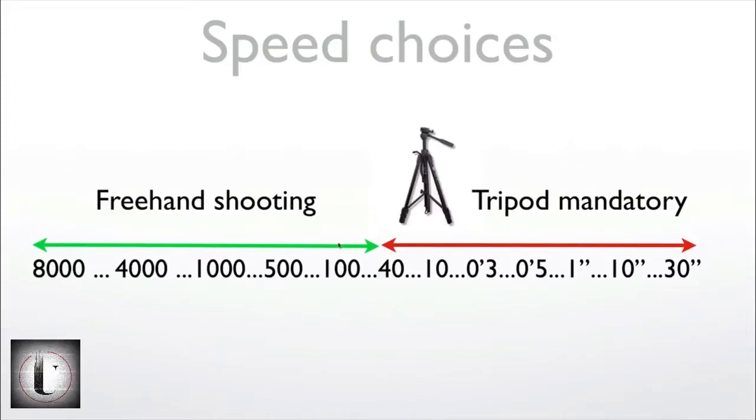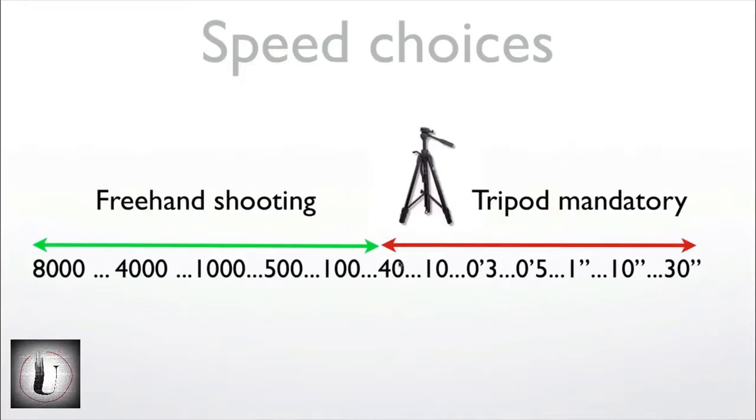Now, you see here it says freehand shooting. Basically, if you're at 1/8,000 of a second down to 1/40 of a second, you can shoot using your hands. You don't need a tripod. You can just shoot during the day, and that's usually during the day conditions too. You need a lot of light even to shoot at 1/40 of a second. So during the day you don't need a tripod.